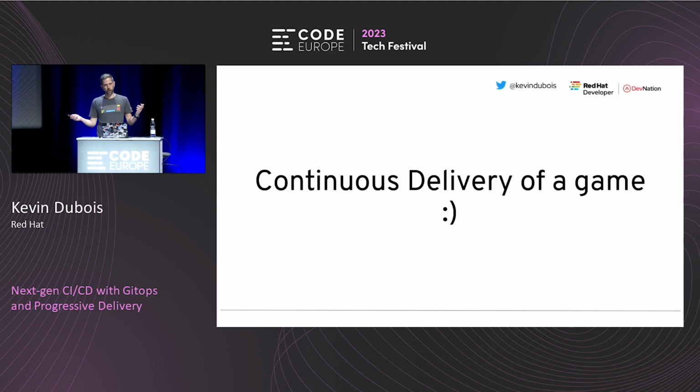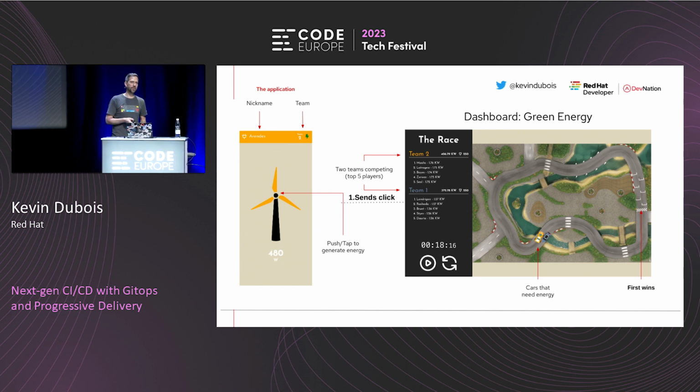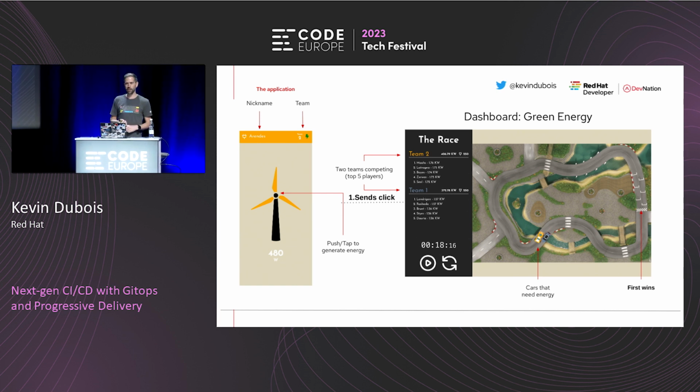So we're going to start this session with the continuous delivery of a little game that my team and I have developed. And the UI is definitely not me, because I'm terrible at UI, but one of my colleagues did that. So we're going to play this game, and you're all going to participate. Ideally, if you have a cell phone and enough internet.